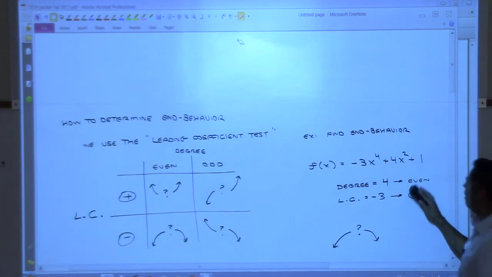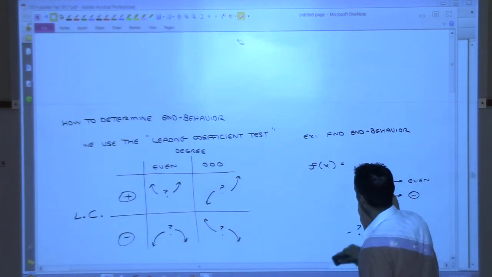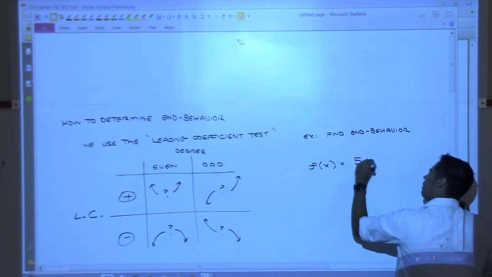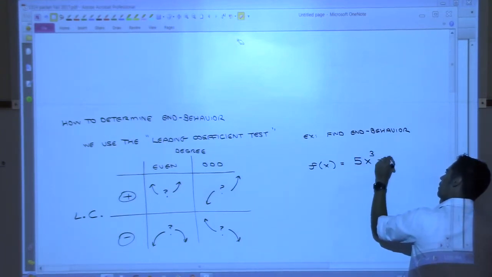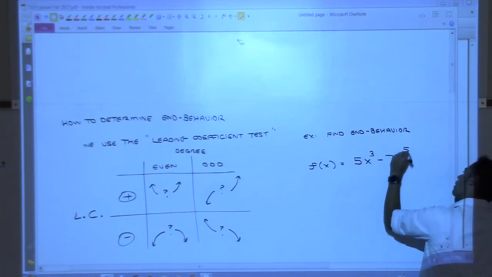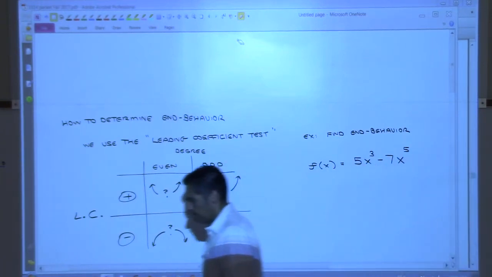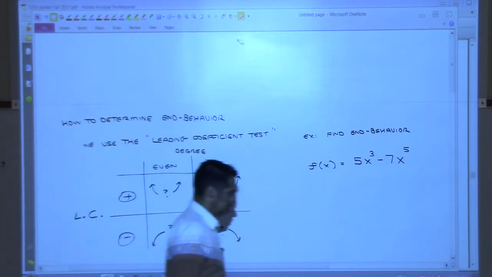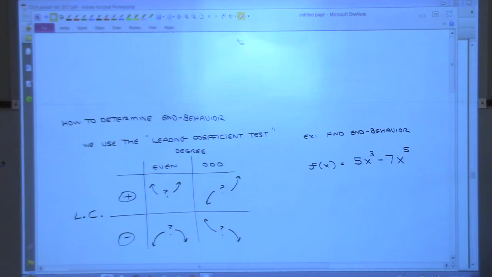Okay, let me change it up here. Let me give you another one. I'm trying to trick you. What is the degree of this polynomial?